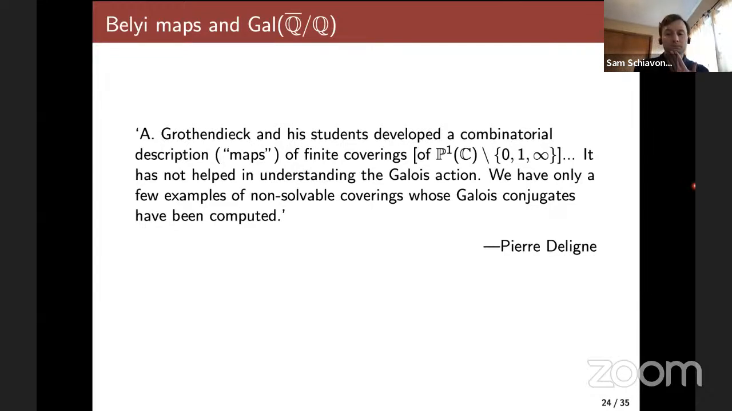So, he said this many Belyi maps ago at this point. Our goal is to remedy this situation, to compute many examples of Belyi maps that are non-solvable, so that we can really study this problem in a concrete way.